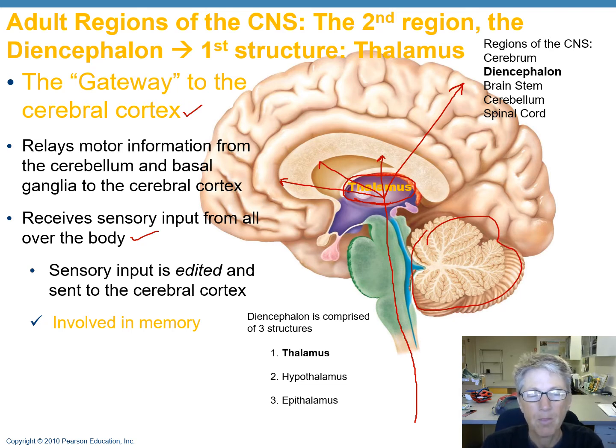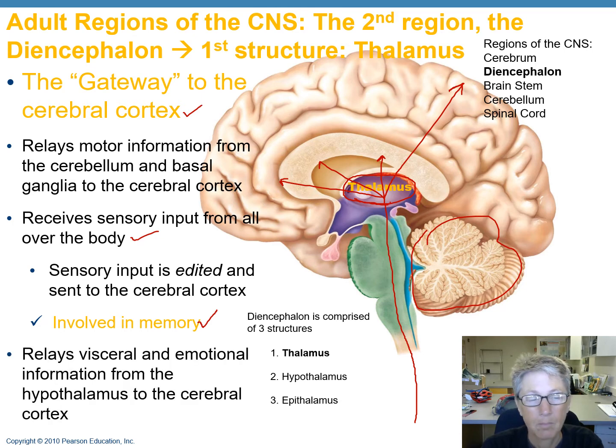Interestingly, we'll talk more about memory later, but the thalamus has a minor role in memory. The thalamus relays visceral and emotional information to the cerebral cortex. Oh, sorry, from the hypothalamus. So here's the hypothalamus, and the hypothalamus gets visceral information and emotional information. That information goes to the thalamus, and then the thalamus sends that to the cerebral cortex.